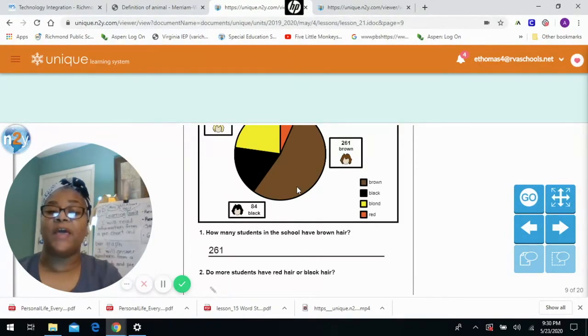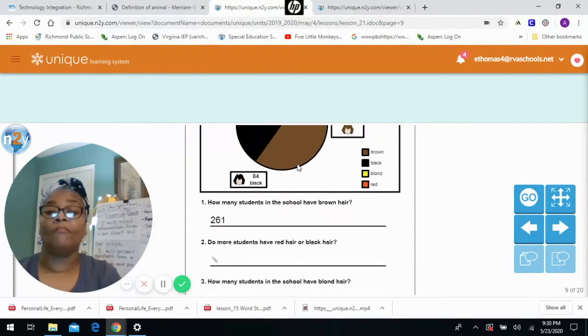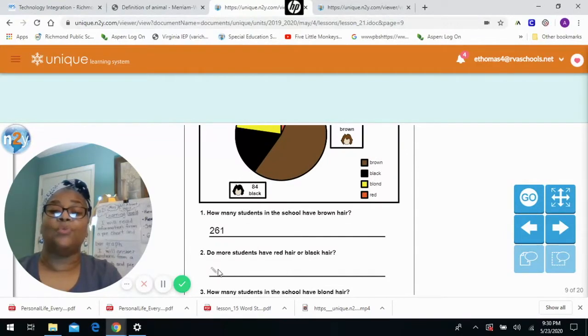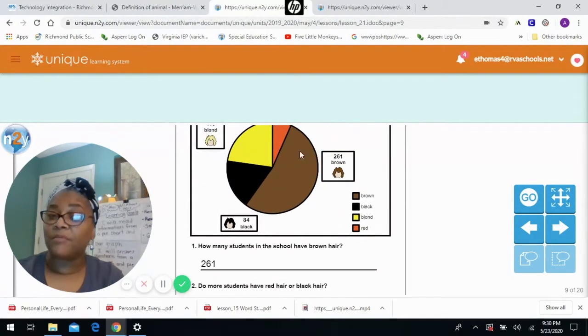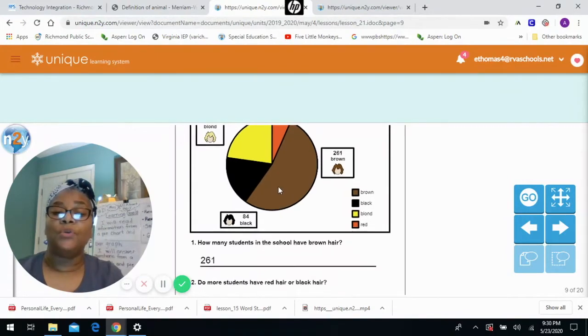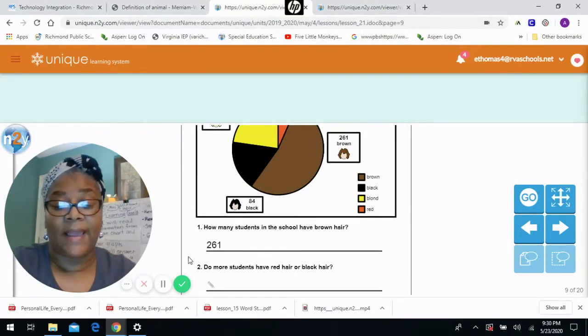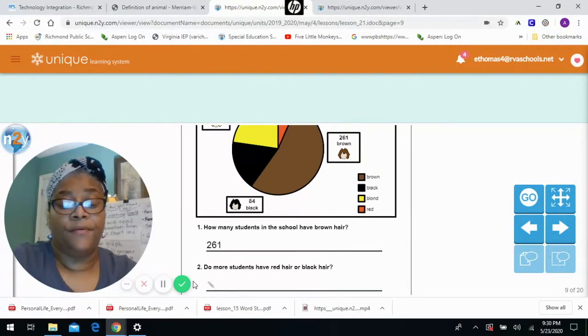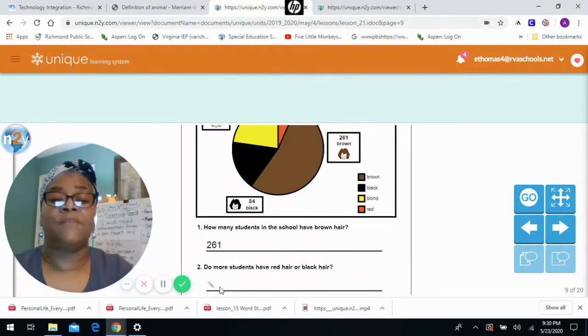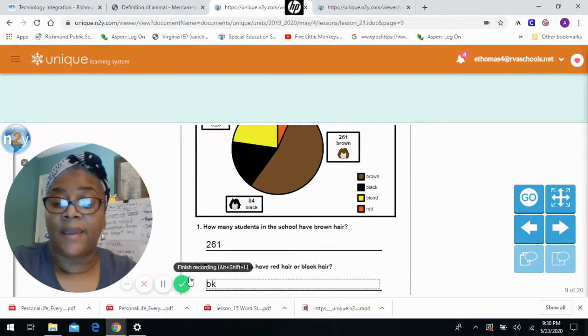So more students have what? Black hair. So do more students have red hair or black hair? Between these two only, because we are comparing. We're not comparing the brown, we're comparing the red one and the black one. So do more students have red hair or do more students have black hair? We're going to say what? Black hair.